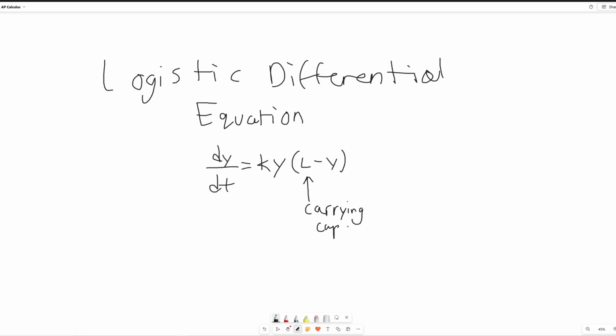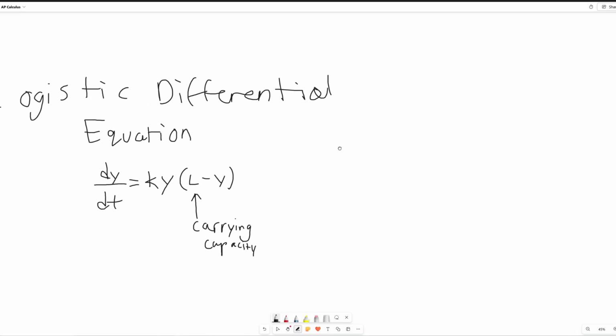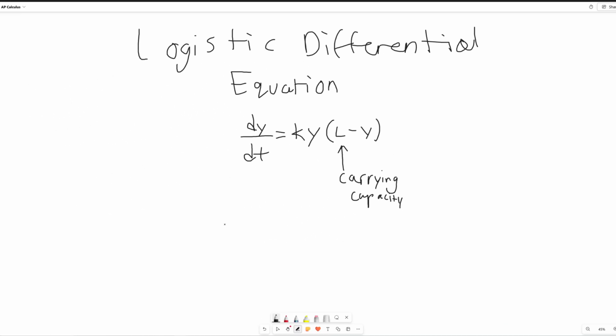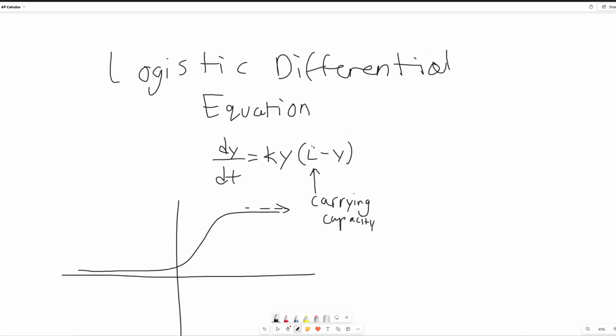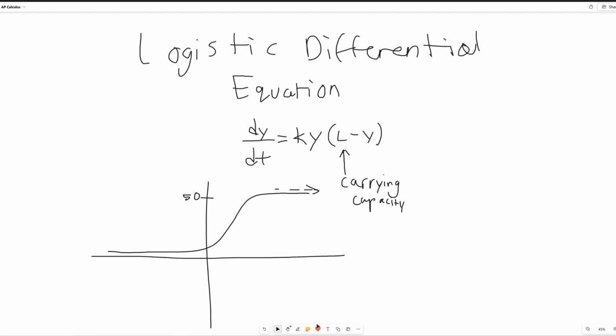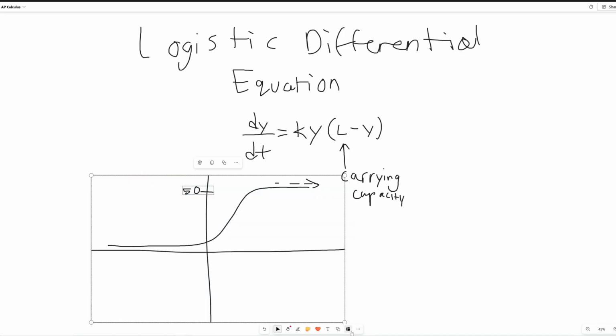So this carrying capacity is, if you were to write this as a normal function, like this, the carrying capacity is what this value caps at. So if L is 50 in this case, then this value right here would be 50, and L would plateau, or the function would plateau at that L value, which is 50.